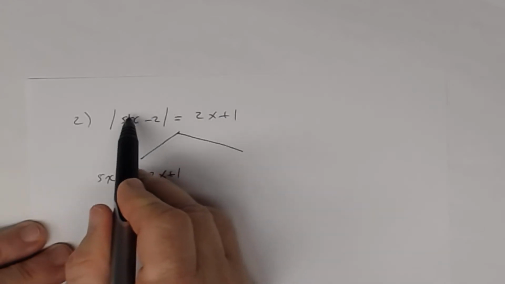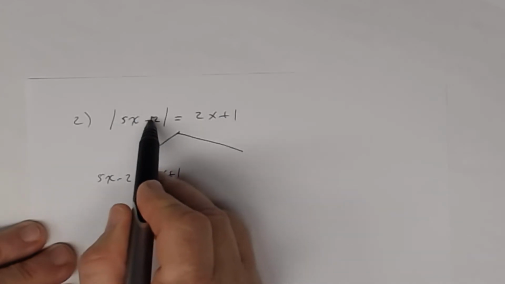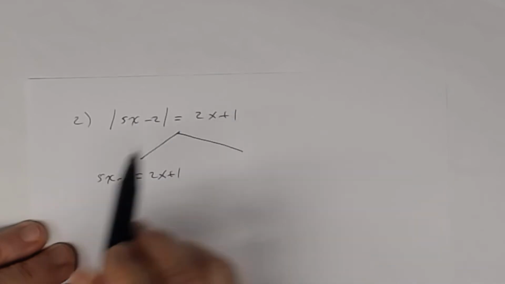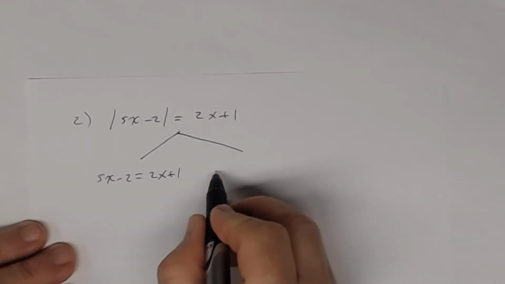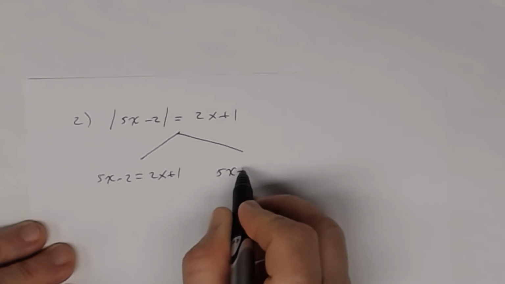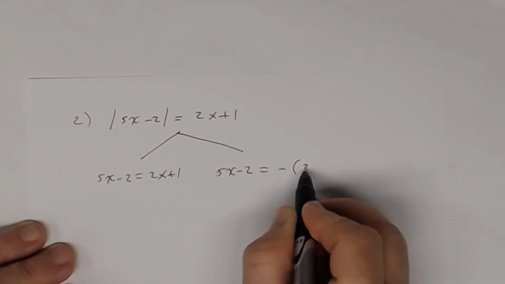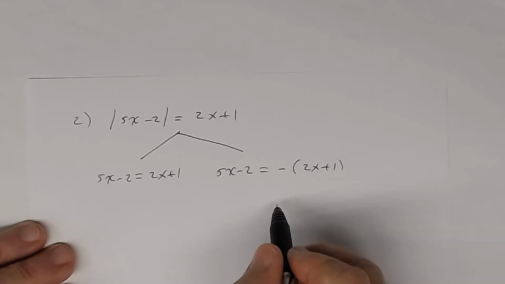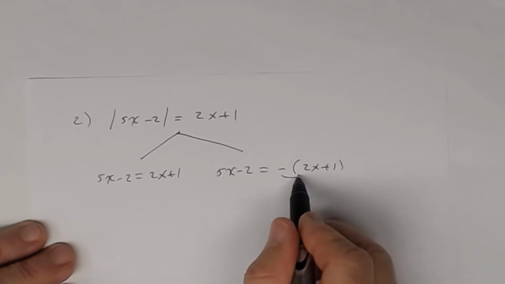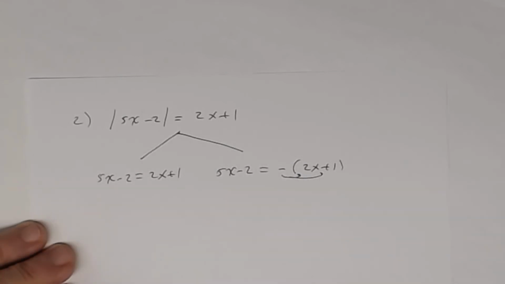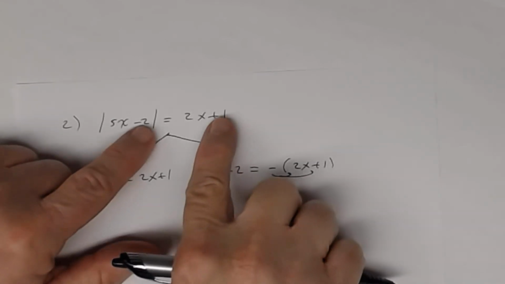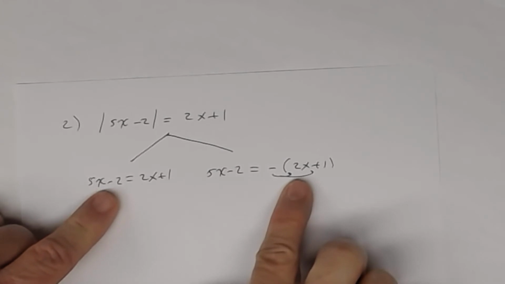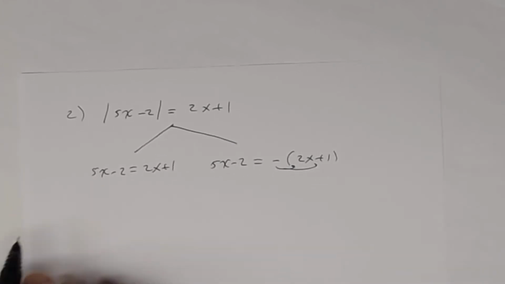But if this is negative, in order for this and this to be equal, then I've got to take the opposite of the other side. So I get 5x minus 2 is going to equal the opposite of the other side. So don't forget to do that. Make sure you put that in parentheses, because both of those terms have to be multiplied by -1 at some point. So notice I went from an absolute value equation to two linear equations without the absolute value bars. And then you just solve each of those equations.